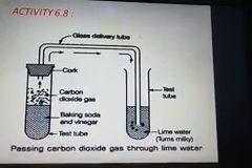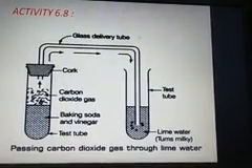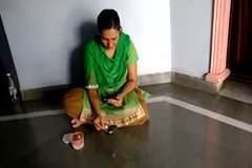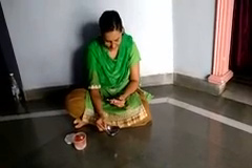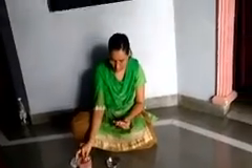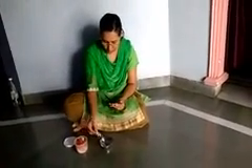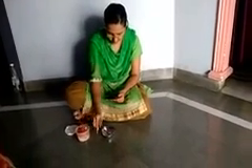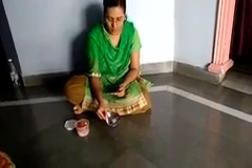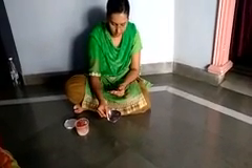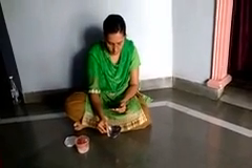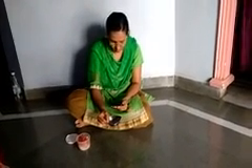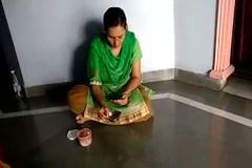So let's have a look at this activity. Children, here in this dish I have taken vinegar, that is acetic acid. Okay, now here I will add a pinch of baking soda. Now you see, observe it very well. Can you see? Can you see the hissing sound is also produced, and the bubbles can be seen very well. So it proves that CO2 is released.